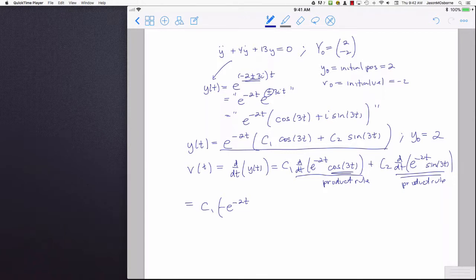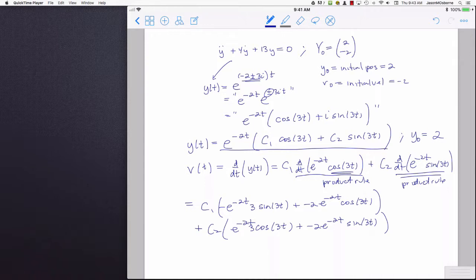Derivative of cosine is -3 sine of 3t plus -2 e to the -2t cosine of 3t, that's the derivative of the second, and then c2 e to the -2t, the derivative of sine is cosine of 3t times 3. It's kind of a big mess here, but you're just trying to stay organized. So the derivative of e to the -2t is -2 e to the -2t sine of 3t. So the first trick is to take the derivatives correctly, okay, which we've tried to do here.